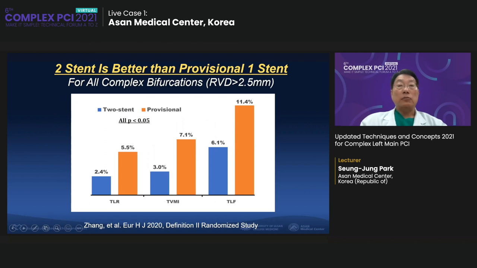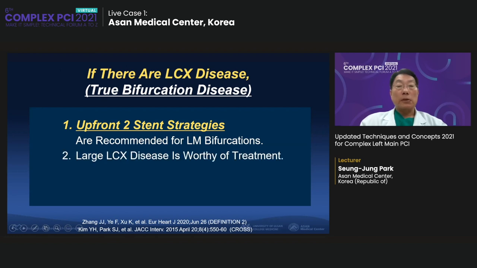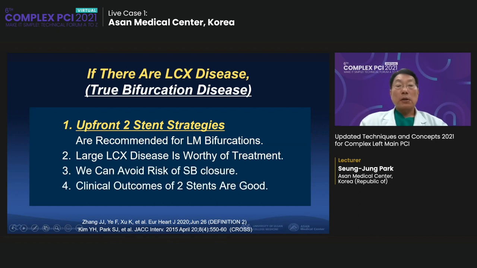lesion failure, etc. So, true bifurcation, in case of there are some disease in the circumflex, upfront two stents are recommended for the main bifurcation disease. Large circumflex is worth treating. We can avoid the risk of side branch closure. Clinical outcome of two stents are really good compared to the single stent.